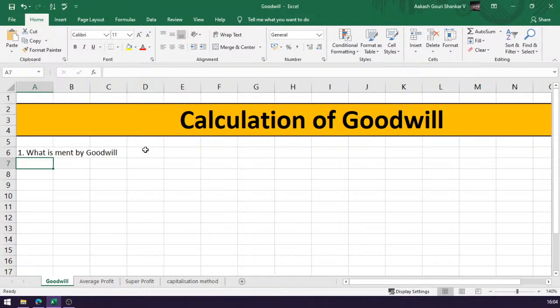Yes, one of our friends says it's an intangible asset. Yes, it's an intangible asset. I do agree with that. Goodwill cannot be seen in a business, but its presence can be felt in the business organization. Okay, I want to know what the meaning of goodwill is. Can anyone tell?